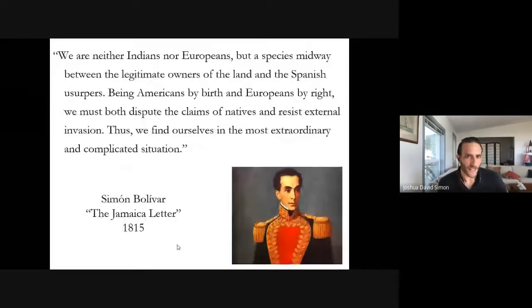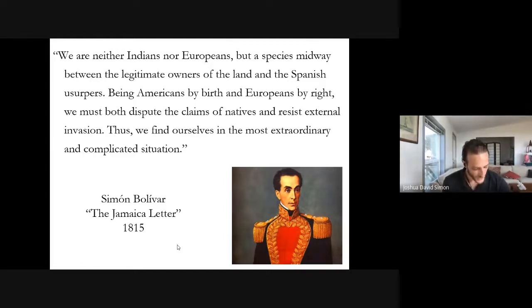So to see what I mean, consider this quote from Simón Bolívar's famous Jamaica letter of 1815. Today, Bolívar is probably the single most iconic leader of Spanish America's struggle for independence. But his road to eternal fame and glory was rocky. And in the course of explaining the difficulties that an early and unsuccessful revolt had faced, he wrote of himself and his compatriots, "We are neither Indians nor Europeans, but a species midway between the legitimate owners of the land and the Spanish usurpers. Being Americans by birth and Europeans by right, we must both dispute the claims of natives and resist external invasion. Thus, we find ourselves in the most extraordinary and complicated situation."